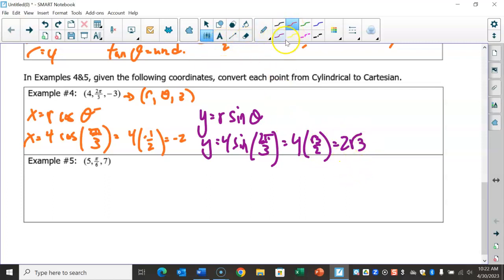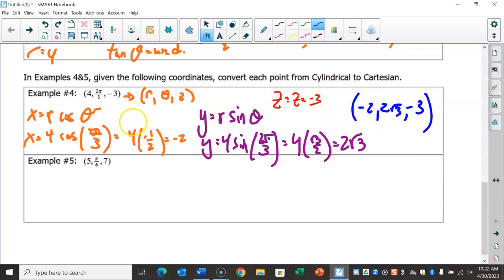And then just as I've said many times before, the z term is just going to be equal to the z term. So negative 3 is going to be equal to negative 3. And so when we summarize all this together, we're going to say that the coordinate that you're going to use here is going to be negative 2, again derived from r cosine of theta, and then 2 square roots of 3, and then finally negative 3. And so there we go. Pretty straightforward for this problem.